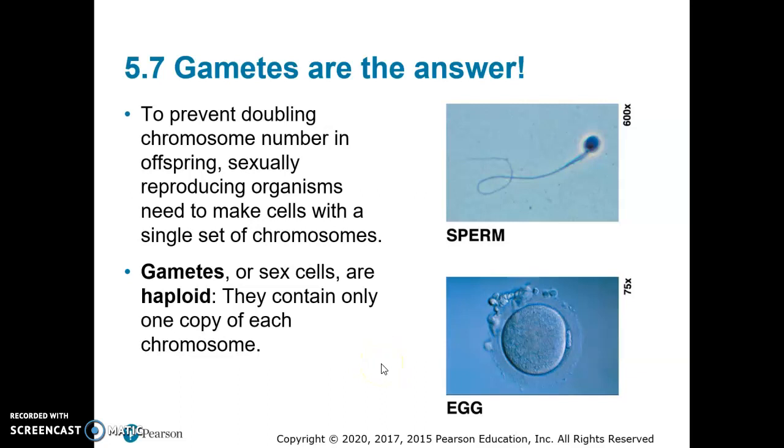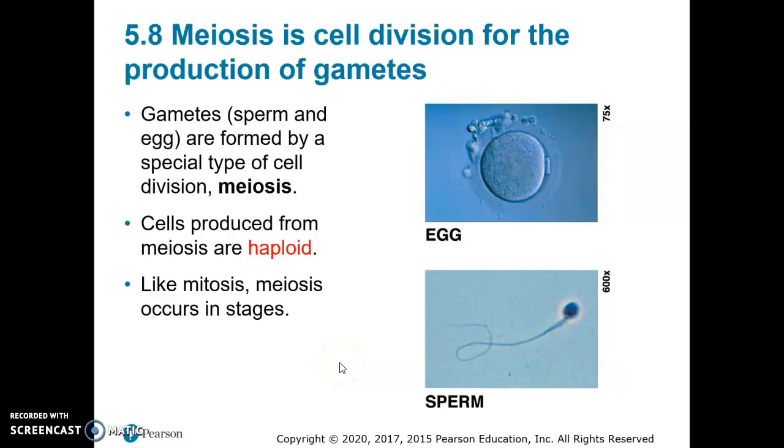So these are our gametes. They're haploid cells. Remember, your diploid cells are your body cells or somatic cells. So now we're either talking about somatic cells or we're talking about gametes, and today we're talking about gametes. They're haploid cells. The process that does this is called meiosis. It produces cells that are haploid. It's very much like mitosis in that meiosis occurs in stages.